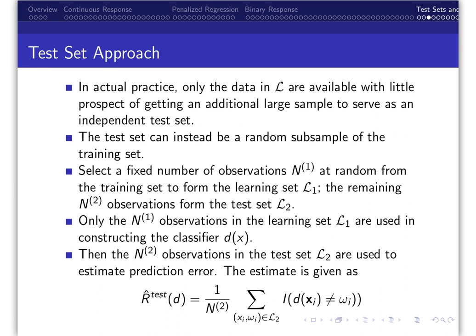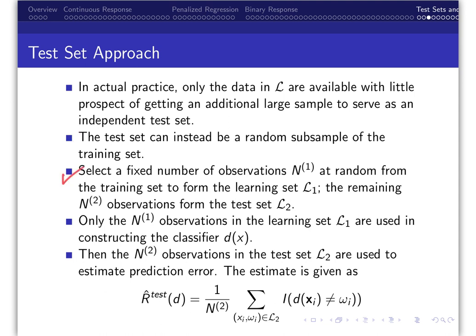If possible, an independent data set can be collected for estimating error associated with the model derived using the training data set. In actual practice, only the data in the training set are available with little prospect of getting an additional large sample to serve as an independent test set. The test set can instead be a random subsample of the training set.